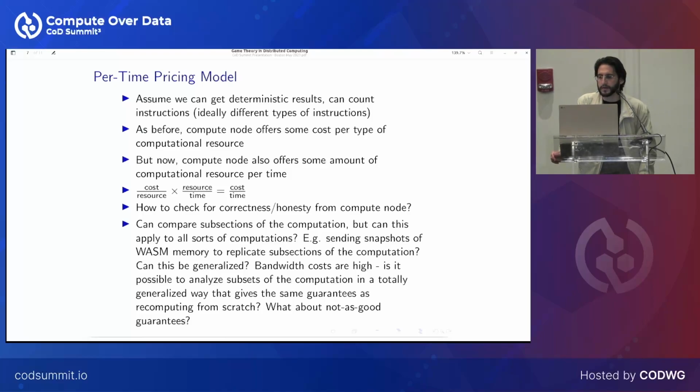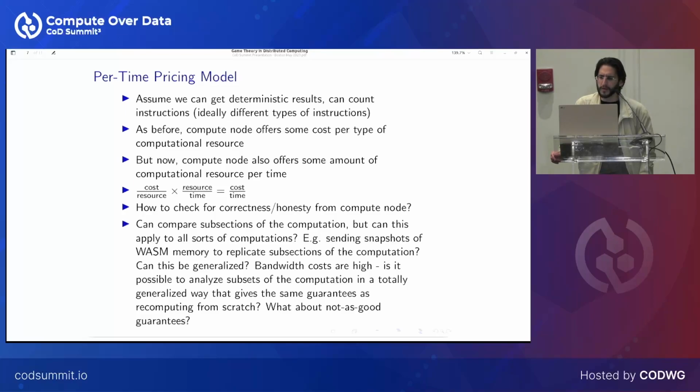The problem is with the bandwidth consumption for this might be very, very high, right? So if you have like a 10 gigabyte job, which is not unrealistic, you now have to send a 10 gigabyte snapshot of the WASM memory to another node in order to check whether step 57 to step 58 was actually done correctly, and that can be really, really expensive, right?